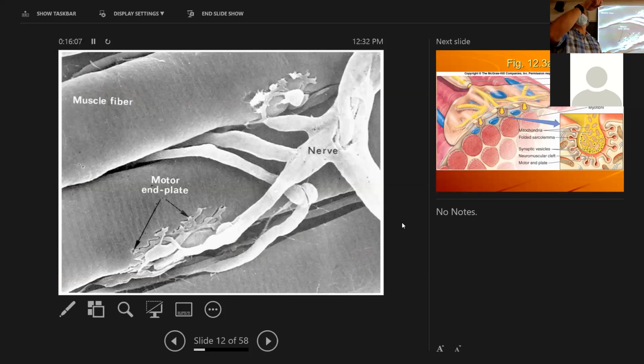So the muscle cell membrane, the sarcolemma, is highly indented. And then the axon terminus of the motor neuron essentially fills that indentation. It's a very intimate association between the muscle cell membrane and the axon terminus. And this is the nature of the motor end plate.